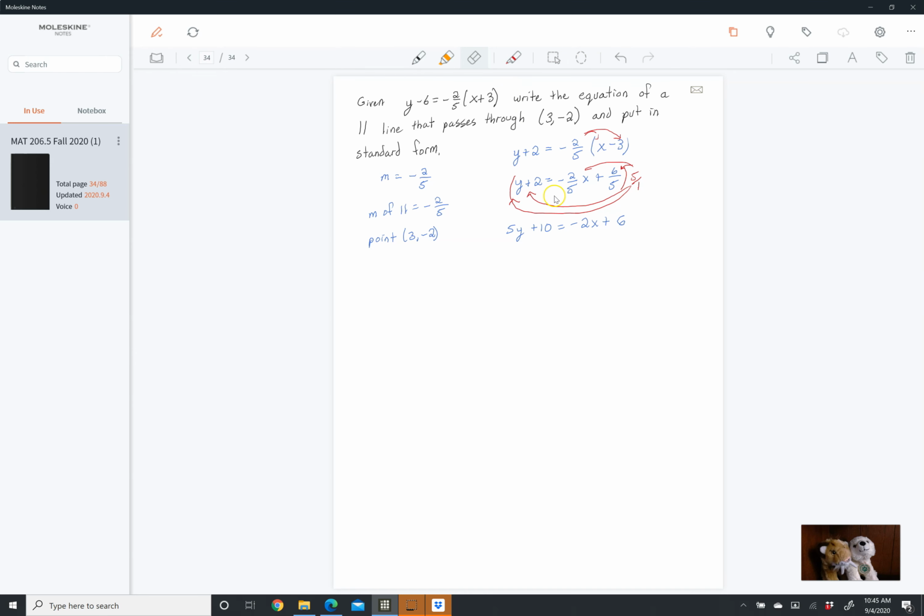Okay, now from here, we just need to get this in standard form, okay? And keep in mind that we're getting rid of our fractions because in standard form, you're not allowed to have any fractions. So in standard form, our x's and our y's are on one side and our number is on the other, which means that this 2x has to move over to the left and this 10 has to be moved over to the right. Okay, so if we're moving the 2x over to the left, we have to add it to both sides.